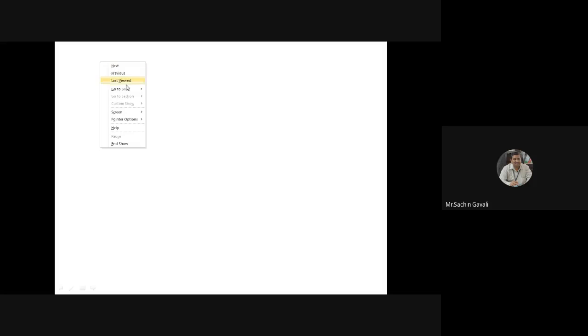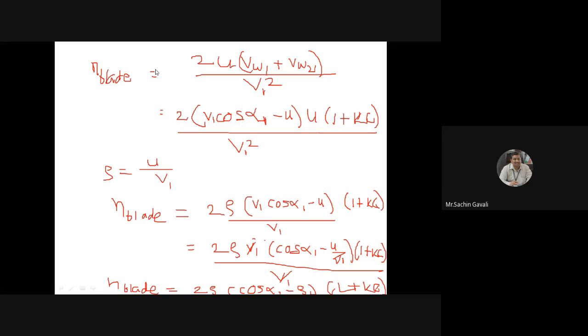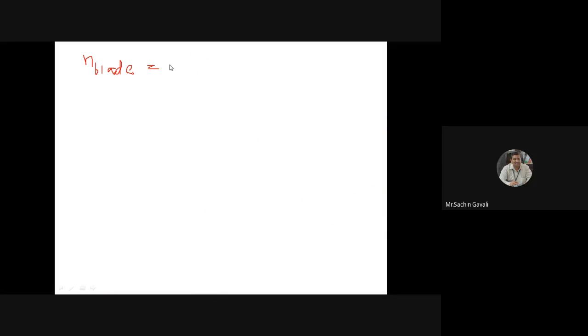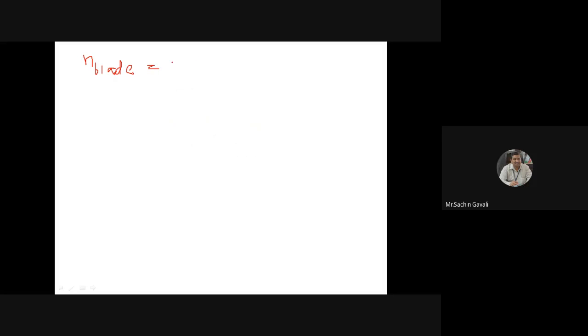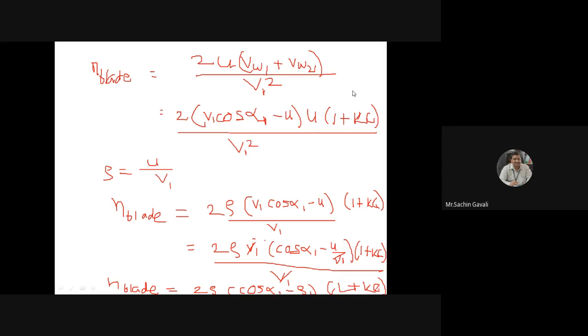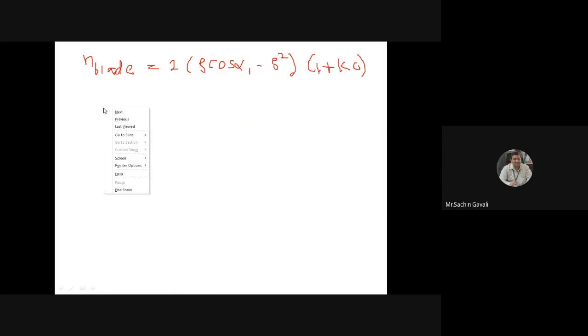So eta blade is equal to what we are getting? Eta blade is equal to 2 into bracket rho cos alpha 1 minus rho square into bracket 1 plus k into c. Okay, so this is the blade velocity.